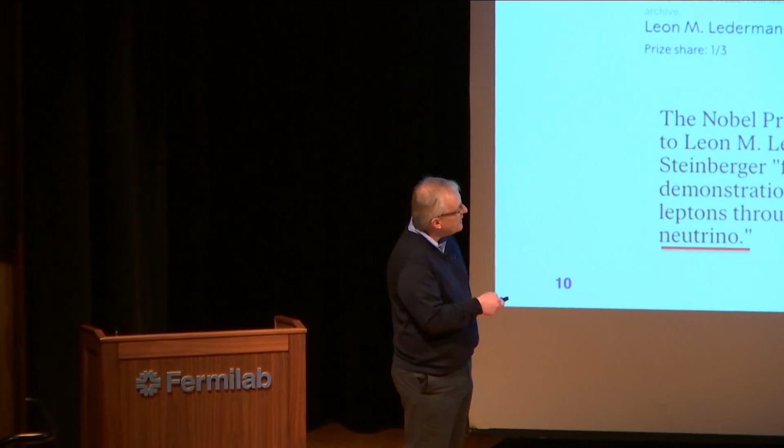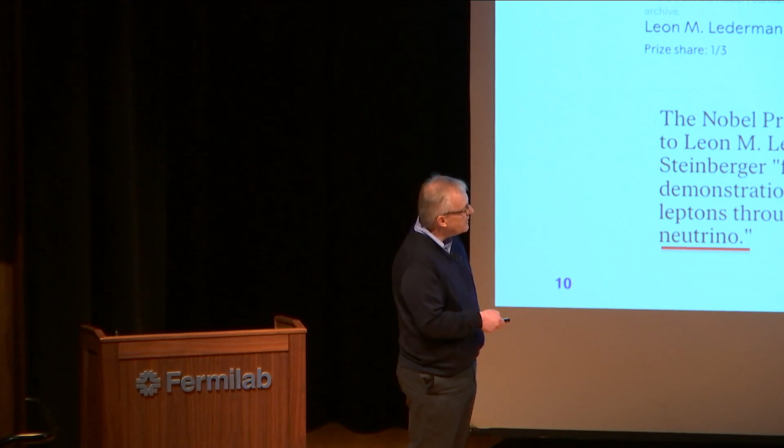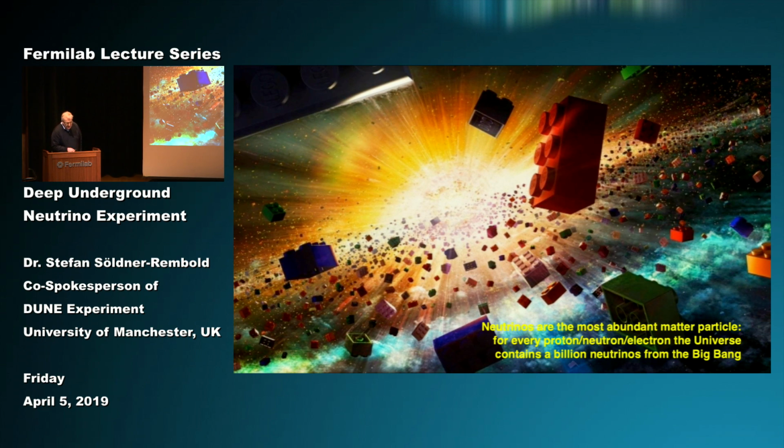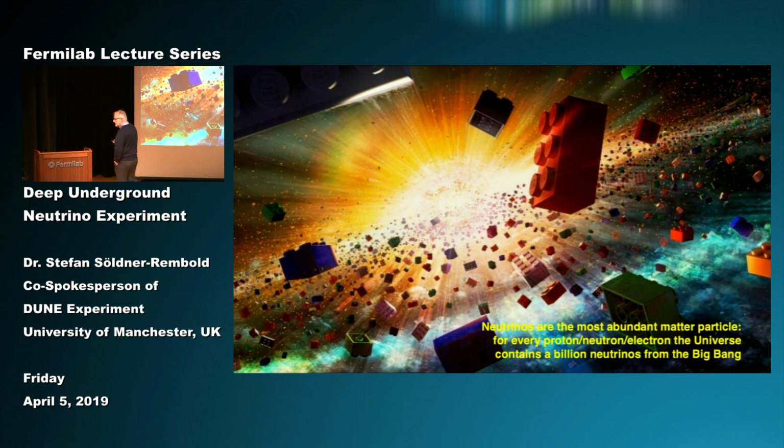So again, I said this before, they come in pairs. This is a property we call flavors, and there are three types of neutrinos, and in the meantime, we have discovered all three. So why is this exotic particle so important? Well, even though we don't see much of it in our everyday life, it is actually very, very abundant. And if you look anywhere in the universe, you'll see that on average, there are 1 billion more neutrinos that are left over from the Big Bang than we have the classical, if you want, protons, neutrons, and electrons.